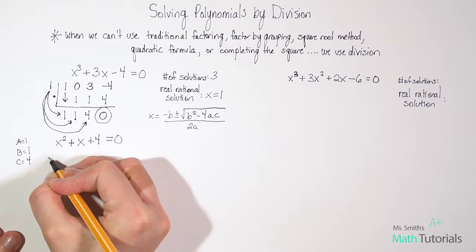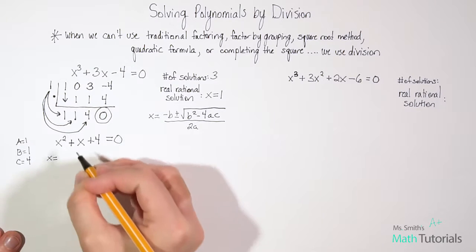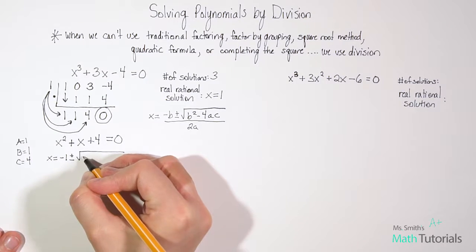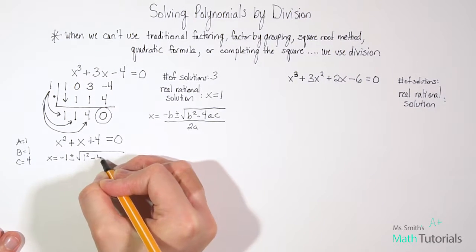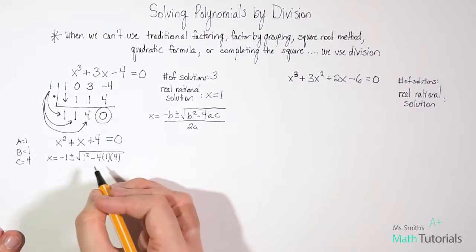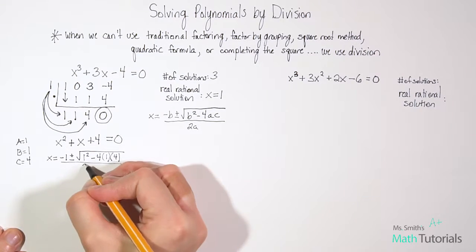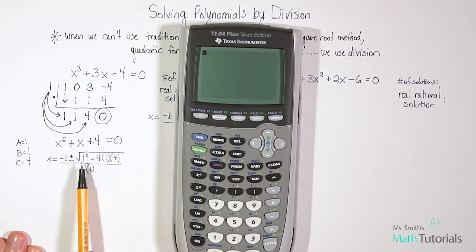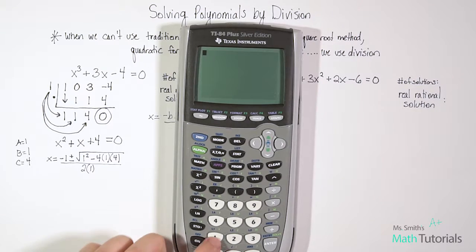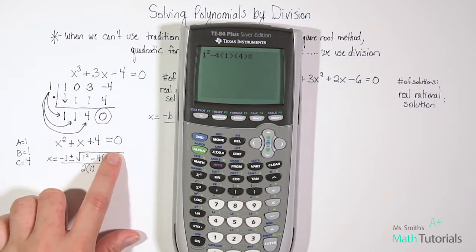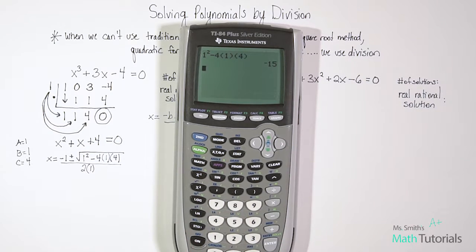So we've got x equals -b, so that's going to be a -1, plus or minus square root of b squared, 1 squared, minus 4 times a, which is 1, times c, which is 4, all over 2 times a, which is 1. So remember, when we're solving our quadratic formula, we put in just this part first. So we just do our 1 squared. We're just simplifying to see what we get. Minus 4 times 1 times 4. Just the part under the root. We do not include the square root in that. And we get a -15.